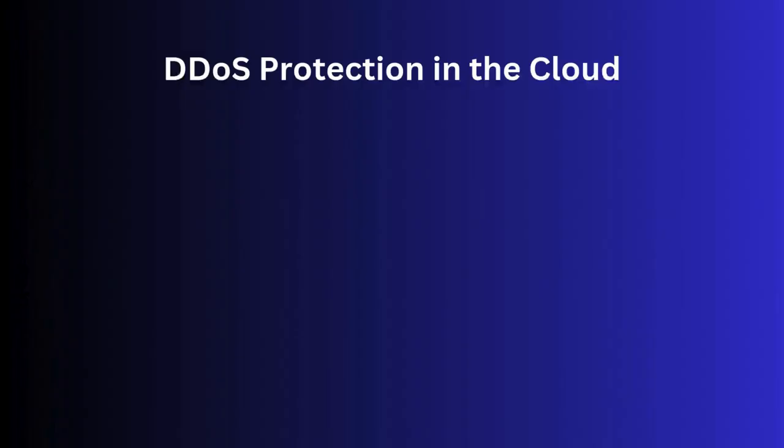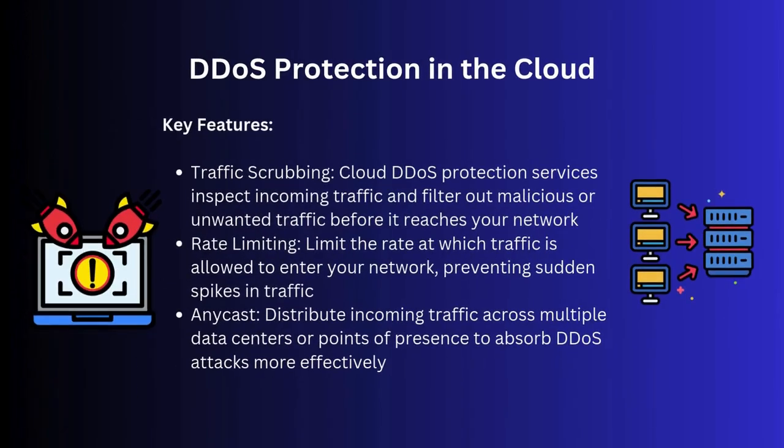These services use traffic analysis, rate limiting, and other techniques to detect and filter malicious traffic. Key features. Traffic scrubbing: cloud DDoS protection services inspect incoming traffic and filter out malicious or unwanted traffic before it reaches your network. Rate limiting: limit the rate at which traffic is allowed to enter your network, preventing sudden spikes in traffic.